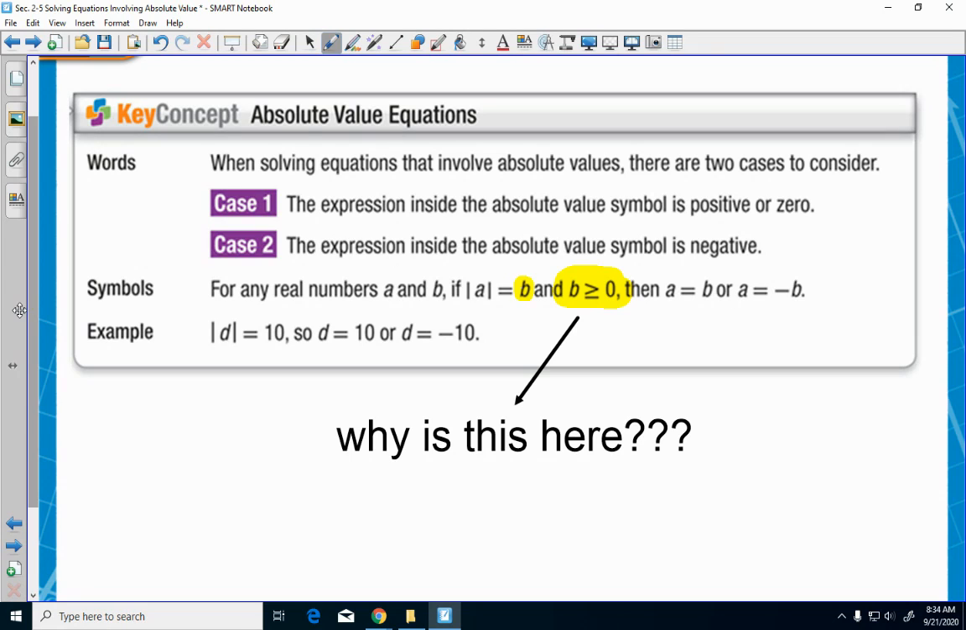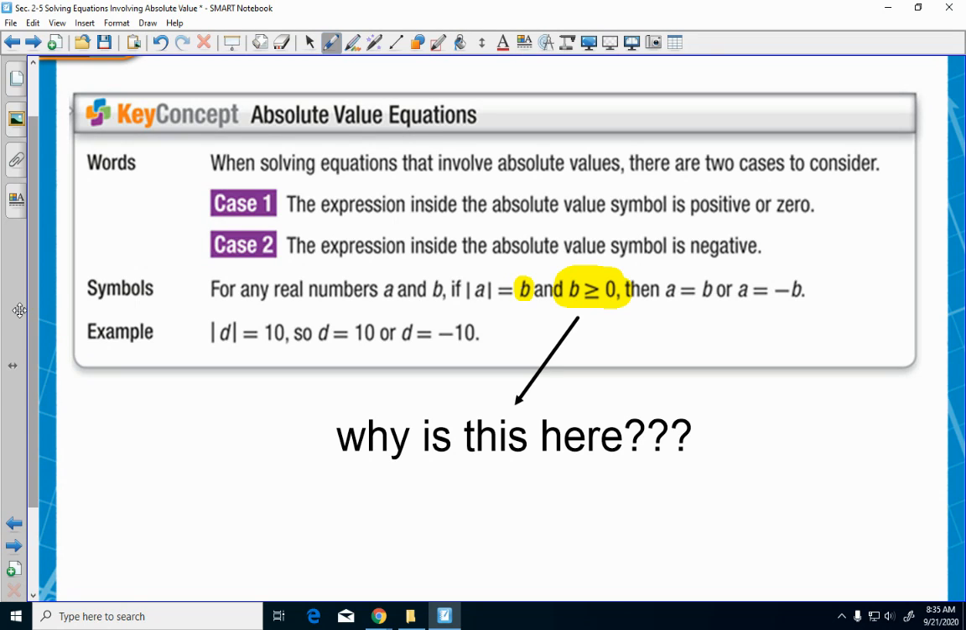Here's something important to remember though. Whatever this absolute value happens to be equal to, so in this case we're calling it B, B has to be greater than or equal to 0. We just said that whatever came out of an absolute value could not be negative, right? So whatever this thing is inside of here, whatever this A is, whatever it's going to be equal to, can't be negative. And that's important to remember. All right, and we'll see what that looks like here in a minute.